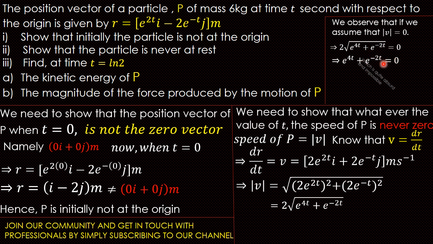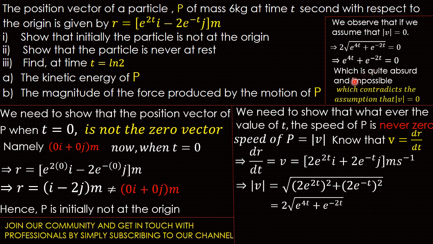So guys, in this case now, we can see that it is quite absurd and impossible. Okay, so in this case now, which has already contradicted the assumption we made. Keep in mind that we assumed that the absolute value of v is equal to 0, right? But in this case, we have shown that it is never 0. So it has contradicted the assumption that we made here initially. So we can come back here and say that.